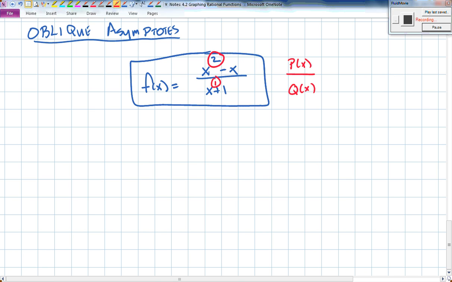If it's any other difference, like if it's greater than by 2, 3, 4, 5, you do not have an oblique asymptote. You have something else entirely. So we're only focusing on whether or not the difference between the top and the bottom is a factor of 1. So in this case, it is. This is an example. Is it only if it's 1? Only if it's 1, yeah. If it's a difference of 2 or more, it's no oblique asymptote at all.